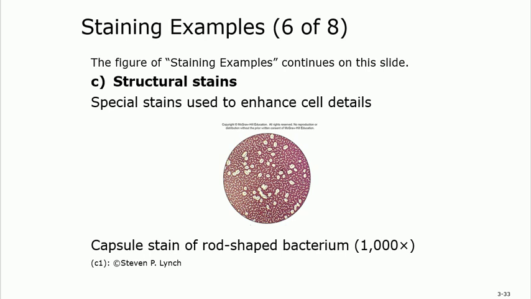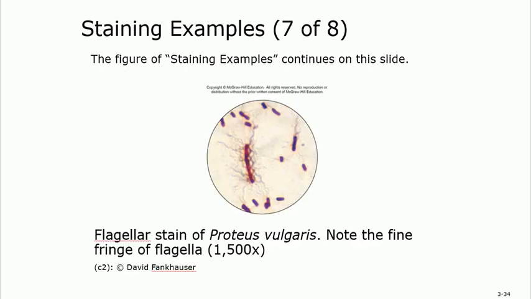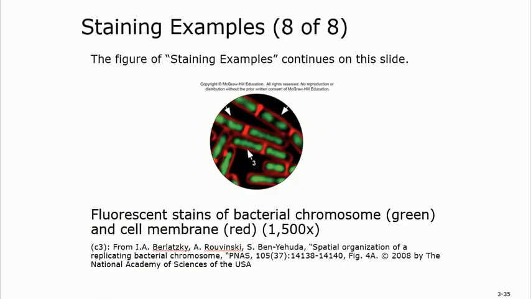Structural stains will show you the different parts. Look at this. It will show you the different parts inside the cell. It can show you the capsule. It can show you all the details of the structures of the cells. This is the one that's a structural stain, showing you the flagella. See these extensions, finger-like projections.